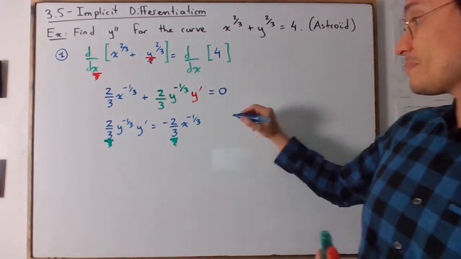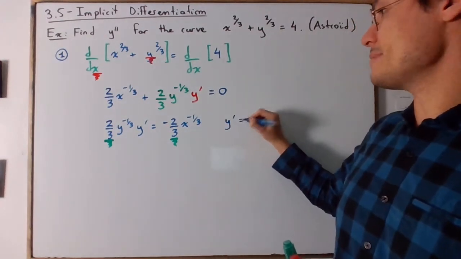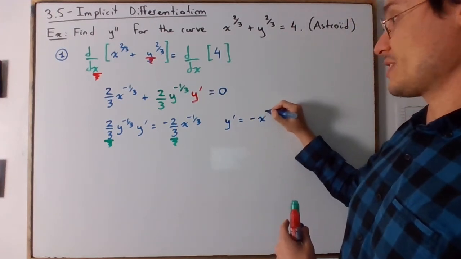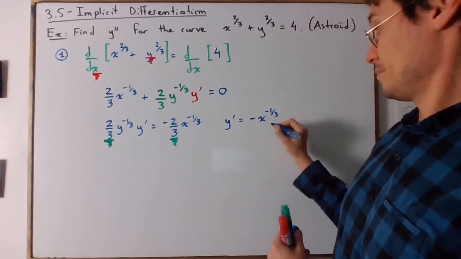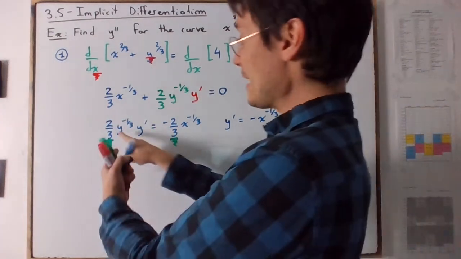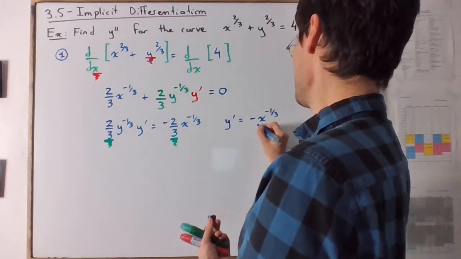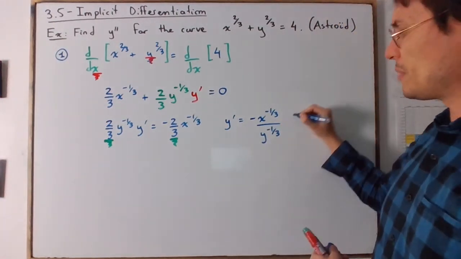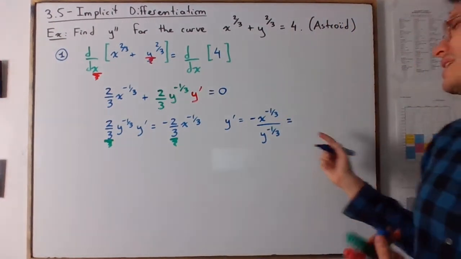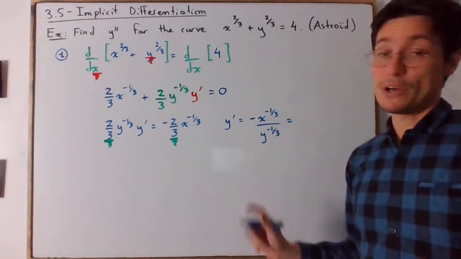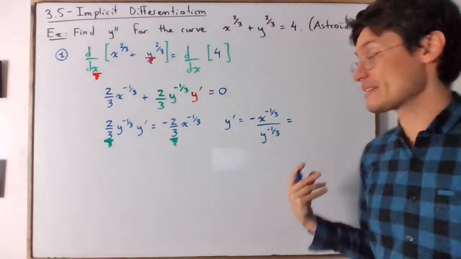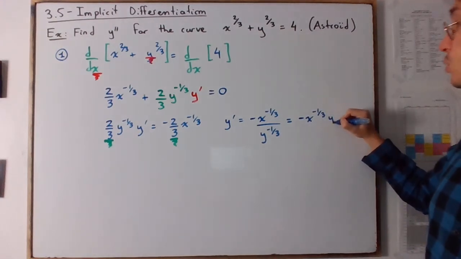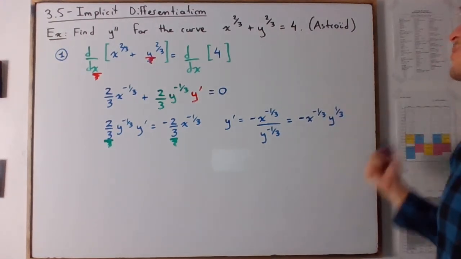And what we get is a resulting y prime of, first, negative x to the negative a third, and then divide by y to the negative a third. But what I would like you to do instead is to move it up and bring it up to a positive exponent. The reason for this is because it will ease our second derivative.